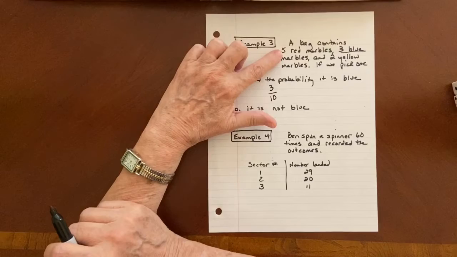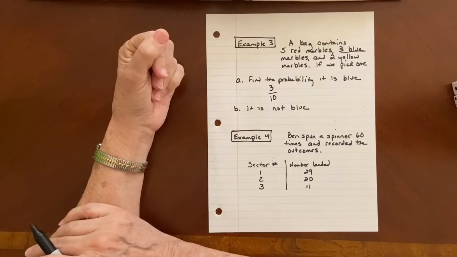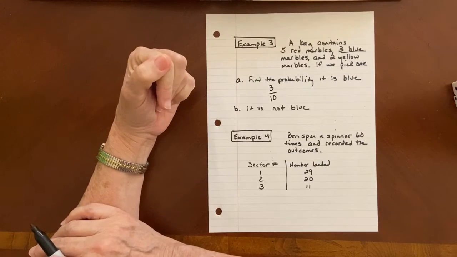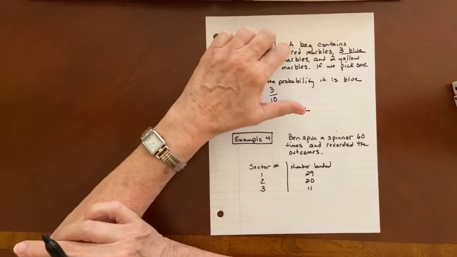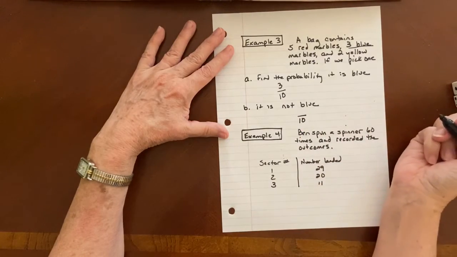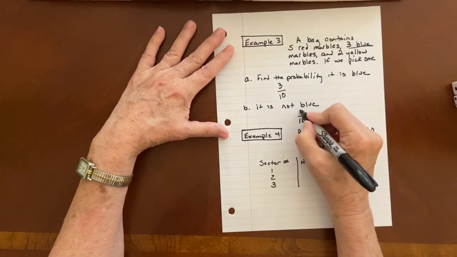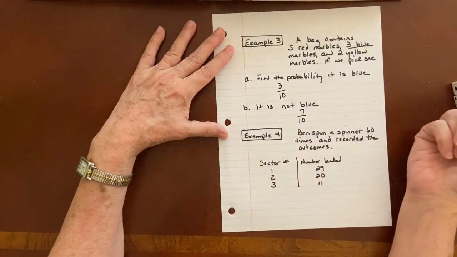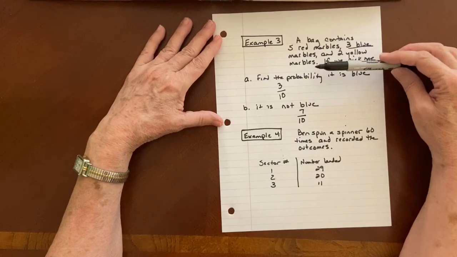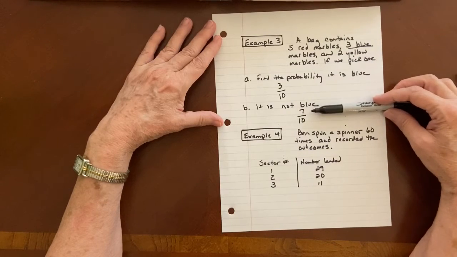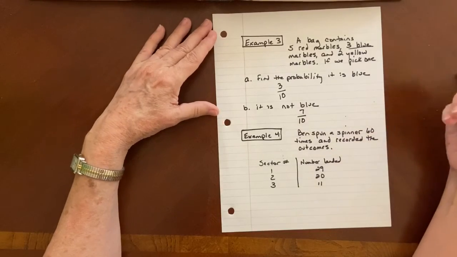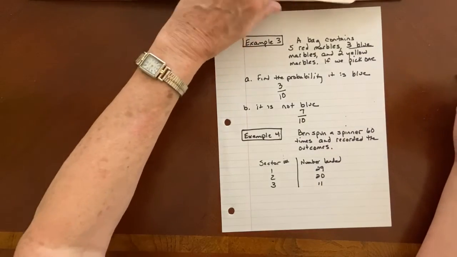Since there are more red marbles, I'd have a better chance of getting a red one, wouldn't I? So what's the probability that the marble is not blue? So it's either red or yellow. I still have 10 chances. 5 plus 2 is 7, and then that adds up to 10/10 is 1. So I know that the possibilities are that it is either blue or not blue. Blue, I have a 3/10 chance. Not blue, I have a 7/10 chance. Okay.